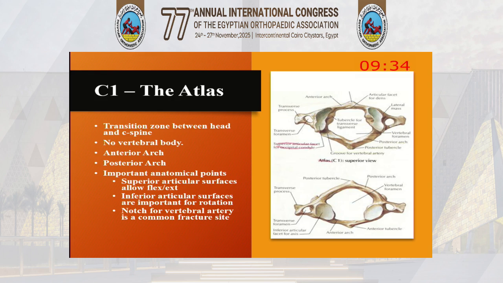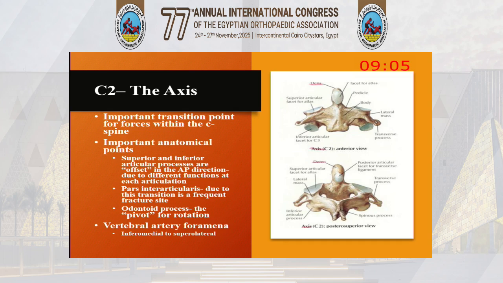Here, as we see, and as all of us know, C1 is the atlas. It is composed of the anterior arch, posterior arch, and the lateral masses, and the transverse processes with the important foramina transversaria, and the posterior arch with a groove for the vertebral artery.